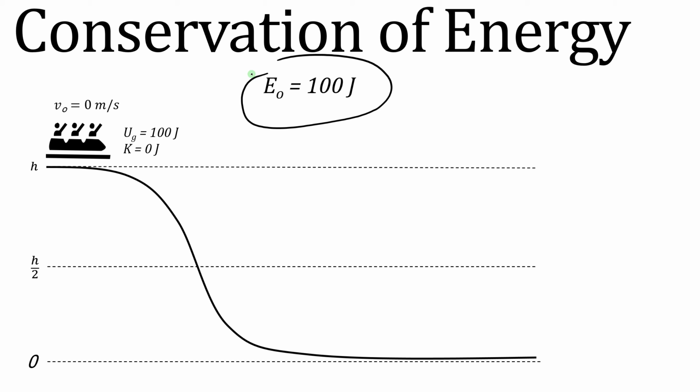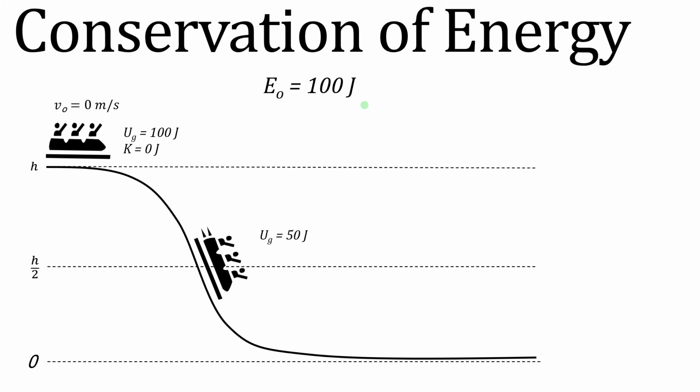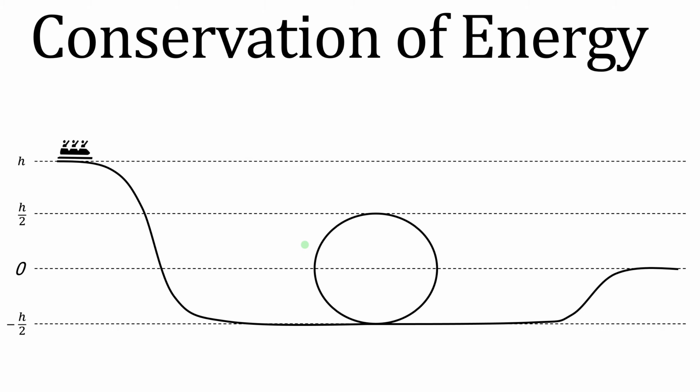Okay, well, halfway down the hill, the potential energy deals directly with the height, and at half the height, you would have half the potential energy, so 50 joules. And the kinetic energy would therefore have to be 50 joules as well, so that they both add up to 100. At the bottom of the hill, you're at a height of 0, so your potential energy due to gravity is 0, and therefore your kinetic is 100, so that the two add up to a total of 100 joules of energy. Well, now let's talk about our first shortcut.